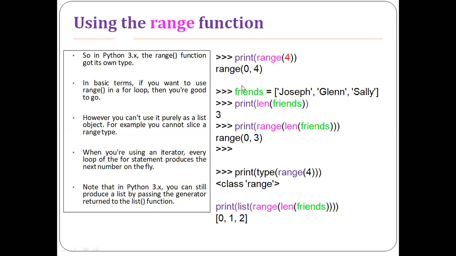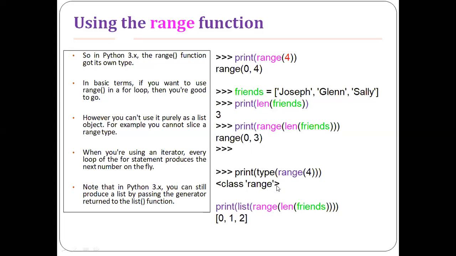You look at this one. I'll first create, or call, the function range of 4. So it is going to create a range beginning from the index 0 to 4. And what is that? friends is equal to Joseph, Glenn, Sally. So it is going to print the number of elements in the list, right? That is 3, and the range is from 0 to 3. It is going to print it.